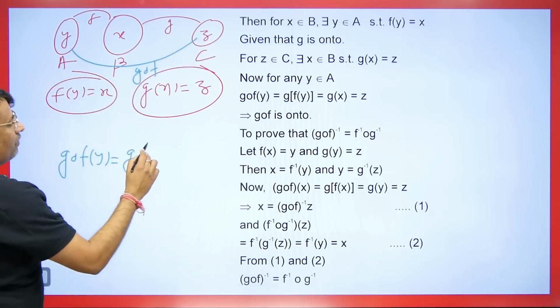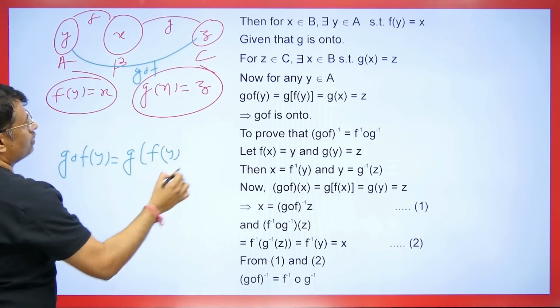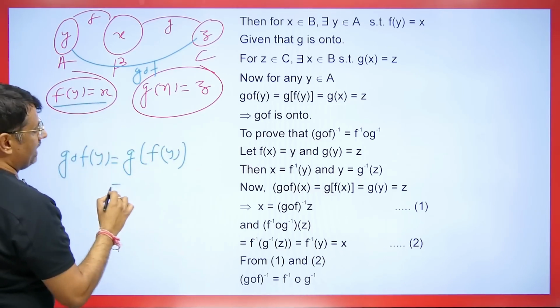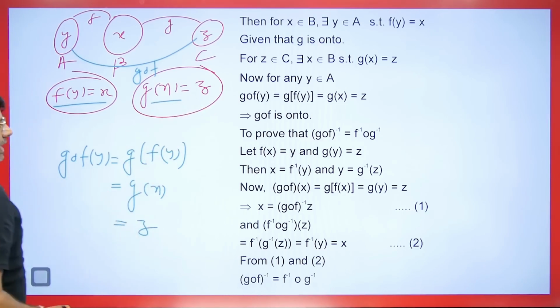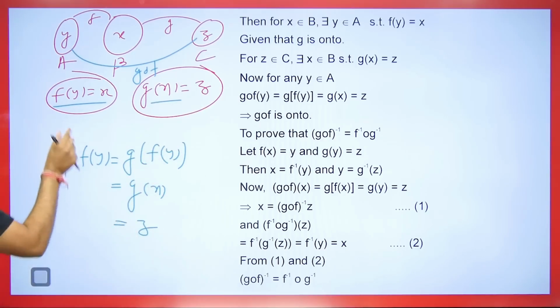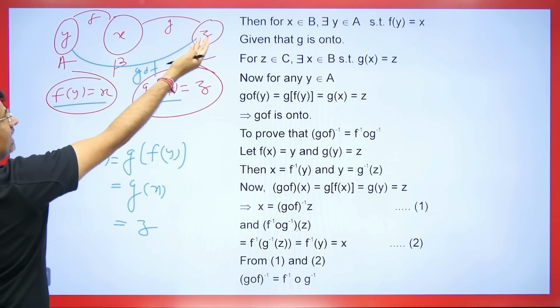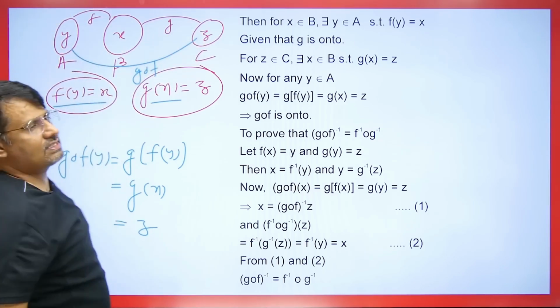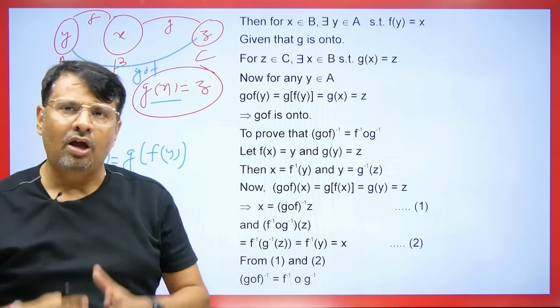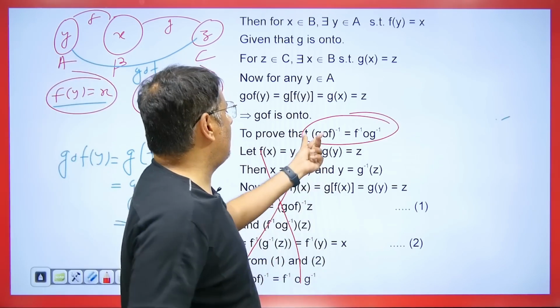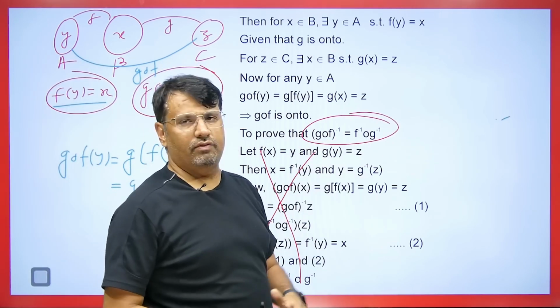So what we will do here is for g of, we will get Fy. And what will be the value of Fy? It will be x. So we will take this as gx. What is gx here? It is z. This means that for each y, we have a z. So obviously for z, we will have a corresponding y, which exists here. In this way, we can easily prove it. And what is this here? It is onto.